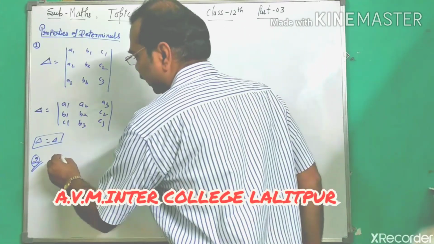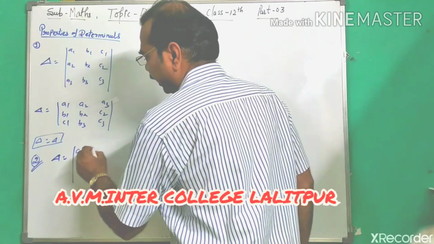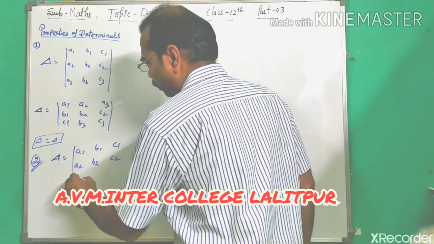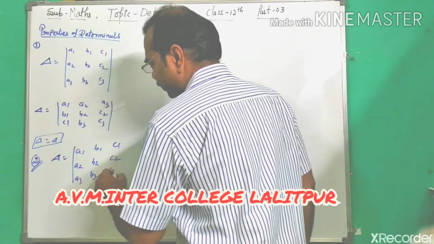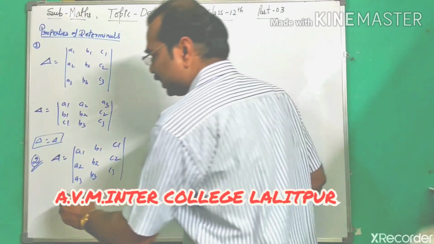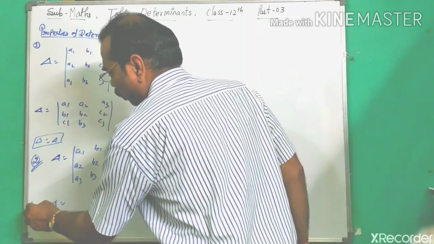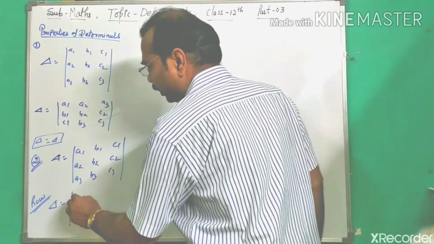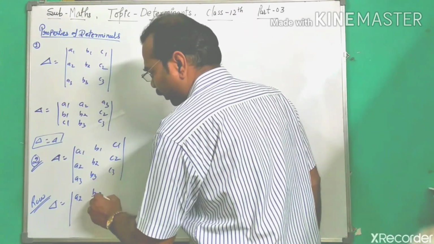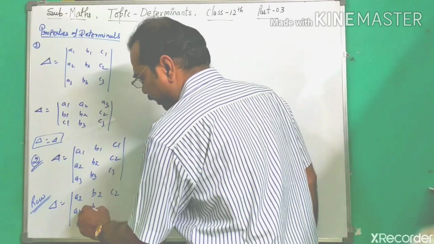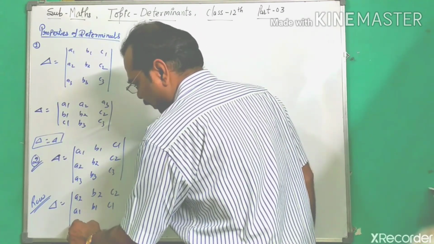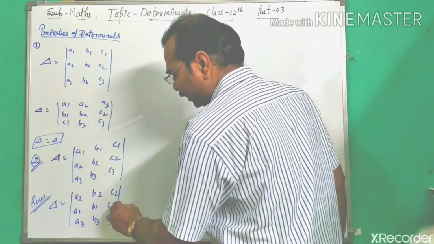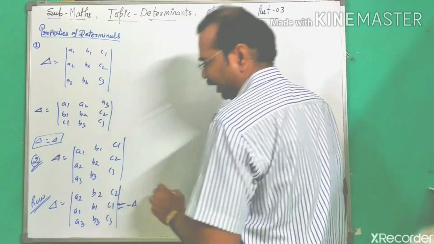How is it? Suppose del has the value A1, B1, C1, A2, B2, C2, A3, B3, C3. That is the value of the determinant. Now we have to interchange rows. What do we change? Rows. So now we interchange the rows, so the value is A2, B2, C2, A1, B1, C1, A3, B3, C3. We calculate that value, and we get the answer minus del.